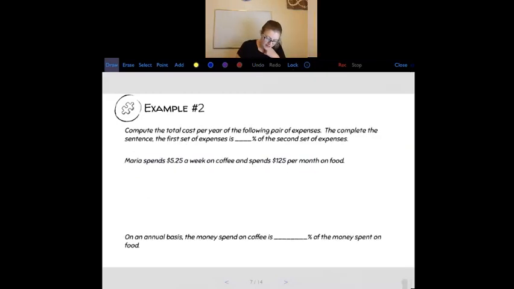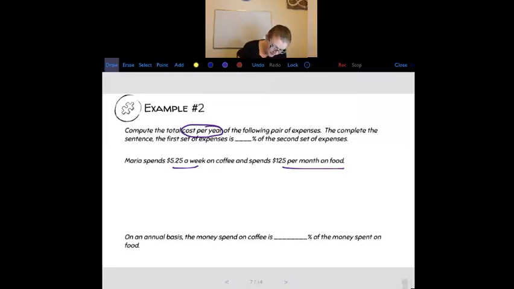Okay. Example 2, compute the total cost per year of the following pair of expenses. Then complete the sentence. The first set of expenses is what percent of the second set of expenses? Maria spends $5.25 a week on coffee and $125 per month on food. In the problem, it's asking us to explain the cost per year. So again, we need to make sure our units match. We have a weekly amount and a monthly amount. So before we do the percentages, we have to get this to the same thing. And the problem is telling us to make sure that it's in cost per year.